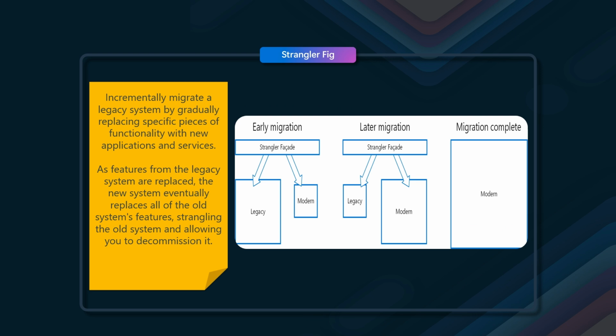So, incrementally migrating a legacy system by gradually replacing specific pieces of functionality with new applications and services. The pattern is called Strangler Fig. As the features from the legacy system are replaced, the new system eventually replaces all of the old system's features, strangling the old system and allowing you to decommission it.